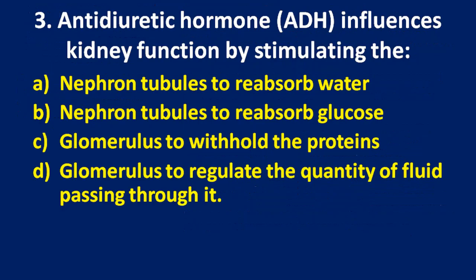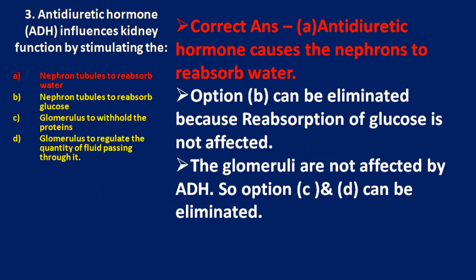Third question is, antidiuretic hormone ADH influences kidney function by stimulating option A, nephron tubules to reabsorb water. Option B, nephron tubules to reabsorb glucose. Option C, glomerulus to withhold proteins. Option D, glomerulus to regulate the quantity of fluid passing through it. Correct answer is option A. That is, nephron tubules to reabsorb water.